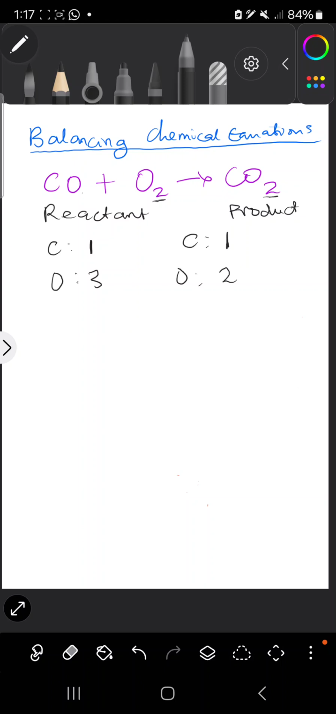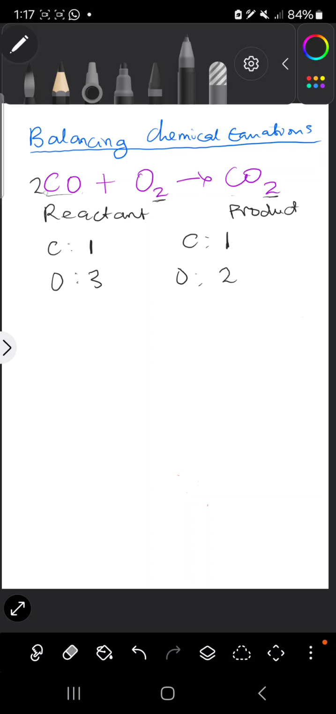Now, what can we do? We need to carefully look at the expression and identify the most complex molecule. We have oxygen occurring as a diatomic element here, which is O2. We have carbon monoxide and we have carbon dioxide. These are more complex than oxygen, so it is better we start balancing from them. It's not a necessity, but just to make it faster and easier, always try to balance from the most complex molecule or compound.